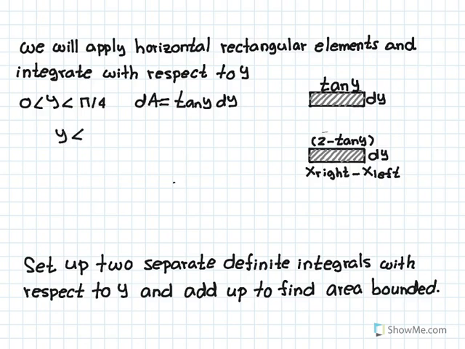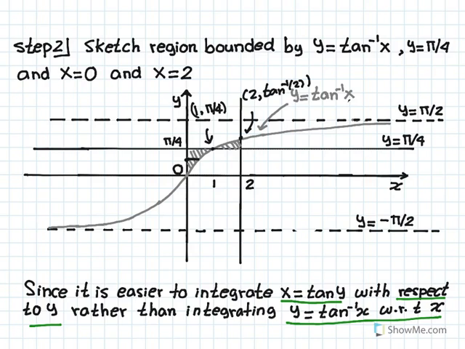Now, when y is between pi over 4 and tan⁻¹ of 2, the differential area is going to be x right minus x left. X right is 2, x left is tangent of y, times dy. Let's illustrate from the graph. So you can see when y is between pi over 4 and tan⁻¹ of 2, the right function is x equals 2, and the left function is x equals tan y. So the difference between them determines the length of the rectangle, which is 2 minus tan y.